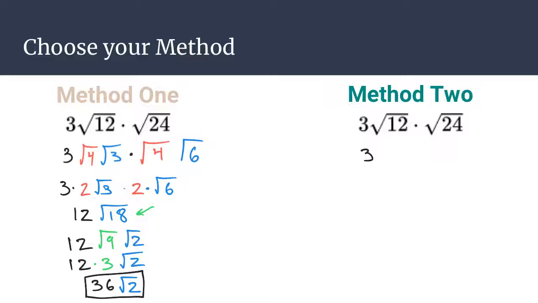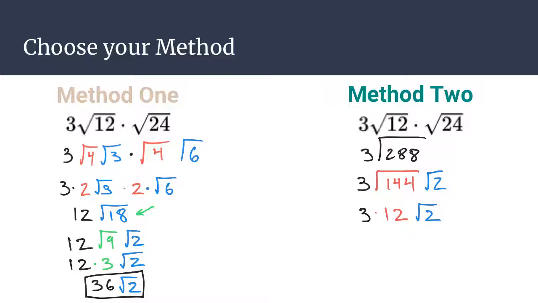Whereas in method 2, you instead multiply the insides first to create just one radical. So 3 times the square root of 288. It's a larger number, so you figure out what the biggest square that goes into that, and that happens to be 144 times the square root of 2. So now you have 3, and then the square root of 144 is 12 times the square root of 2. And as you multiply those numbers out front, that's 36 square root of 2 as your final answer there. And so you can see in method 2, there's less steps in your process, but you do end up with a larger number underneath that radical.